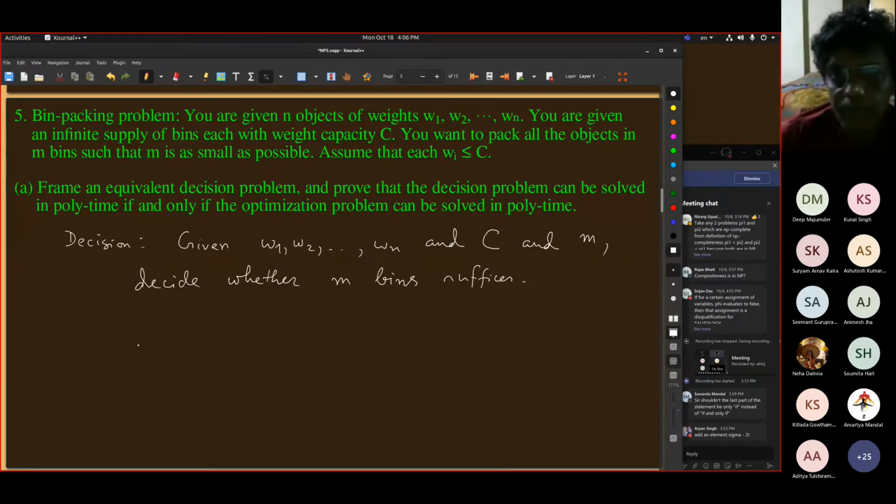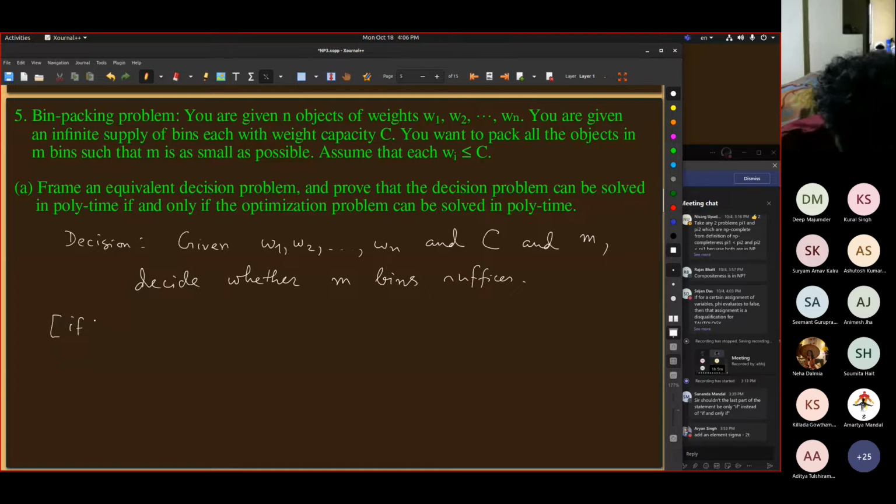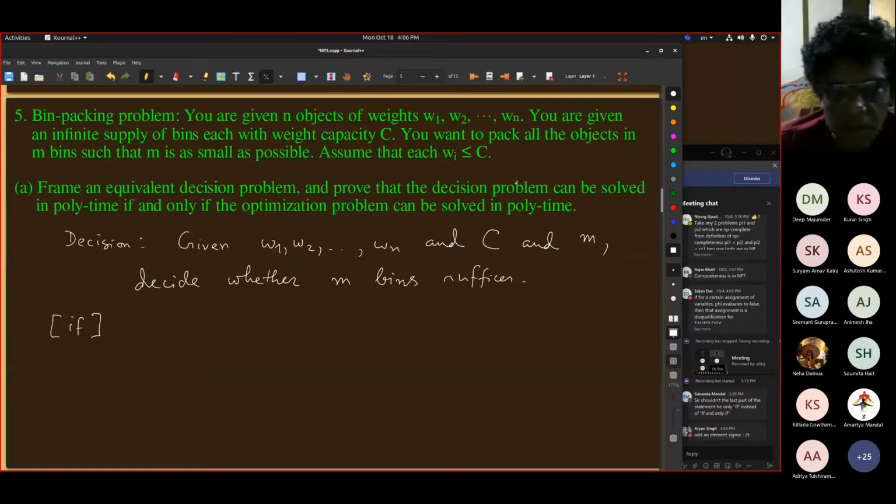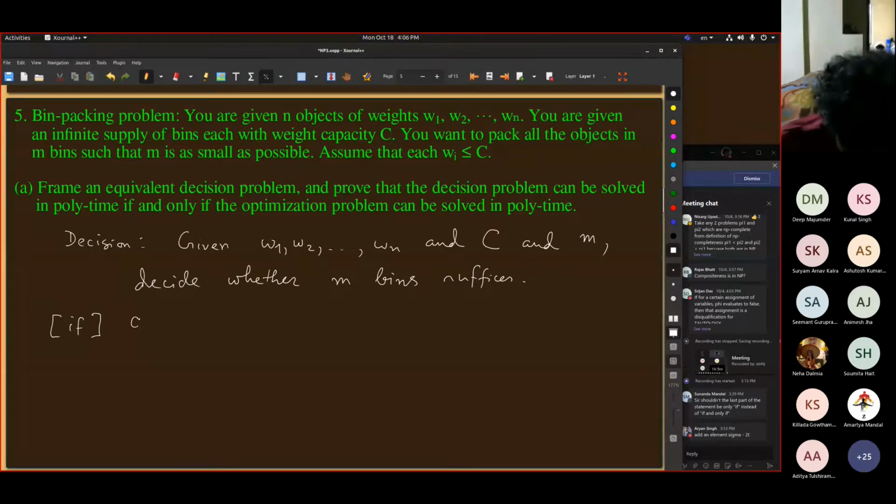Okay. So why is this equivalent in this sense? Let us prove this. If the optimization problem can be solved in polynomial time, then this decision problem can also be trivially solved in polynomial time, because the optimization problem will give you the optimal number of bins. Just check whether that is less than or equal to m. So this is obvious.